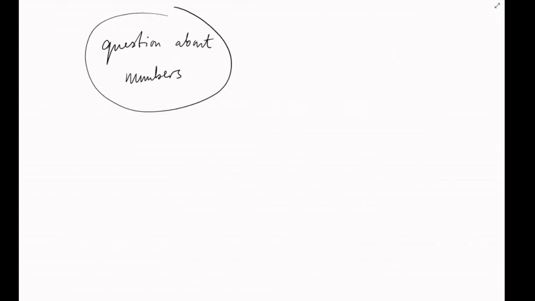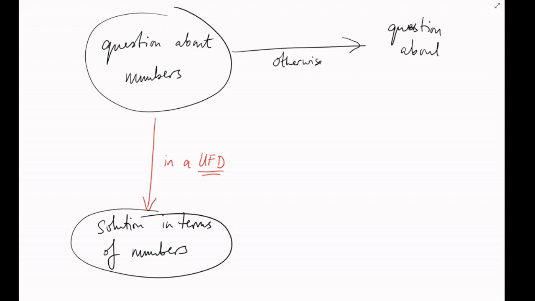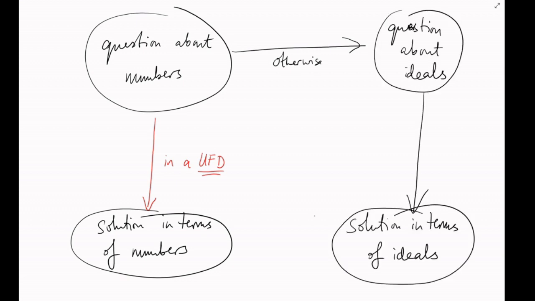In other words, we started out with a question about numbers, and if we'd been working in a unique factorization domain, we could have just got a solution in terms of numbers straight away. But we weren't. So, we turned it into a question about ideals, where the calculation was easier, and we found a solution there. But now we want to translate this back into numbers. How can we do that? When can we do that?